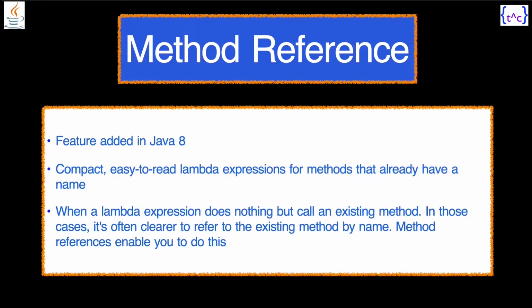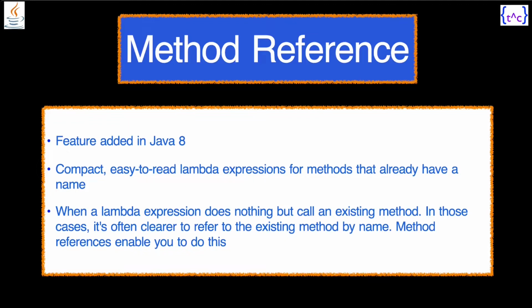So method reference. This is yet another very important addition in Java 8. In order to use this feature, you should have at least Java 8 installed on your system or any upward version. So what is a method reference? It is generally a compact, easy to read Lambda expression for the methods that already have a name. Sometimes Lambda expressions do nothing but just call an existing method. In those cases, it often becomes clearer if we call the existing method by name instead of using Lambda expressions. In such scenarios, method references are very helpful and they enable us to do such method calling by method names.